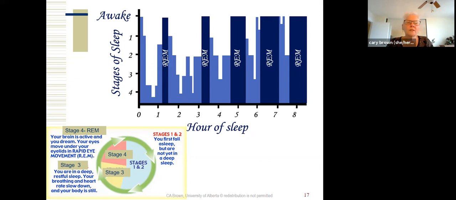So the other thing I want to draw to your attention is we don't spend the same amount of time in each of these stages over the course of the night. When we first go to sleep, it's a lot of fairly stage 2 kind of stuff, a little bit of deep sleep, and a little short period of REM. But look, it's not until hour 5.5, 6, where we start to get a lot of REM.